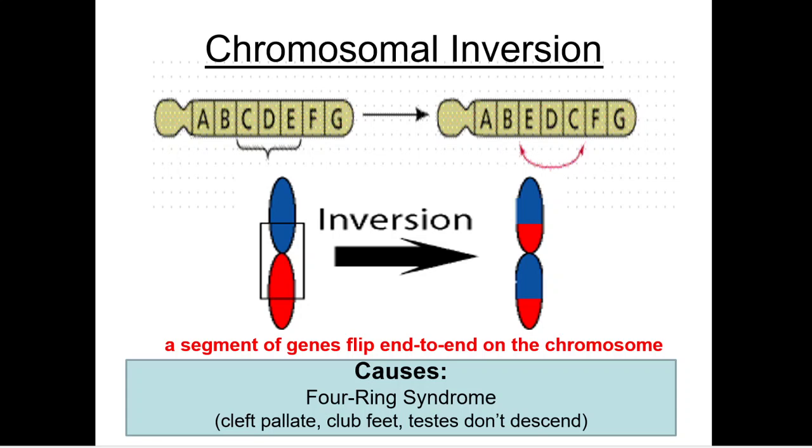And so what can happen there, as you can see here, if you have blue and red, then this portion of the red gets switched to the blue, and this portion of the blue gets switched to the red here, okay? And one of the things we see from this kind of chromosomal mutation is called Fryns syndrome. You have a cleft palate, club feet, and the testes don't descend. So you can see all the different organ systems and features of a person that can be affected by just flipping them over, inversing the genes.